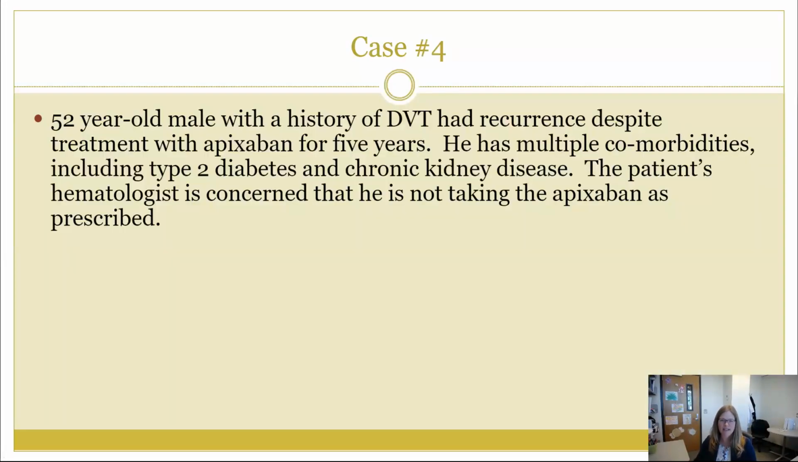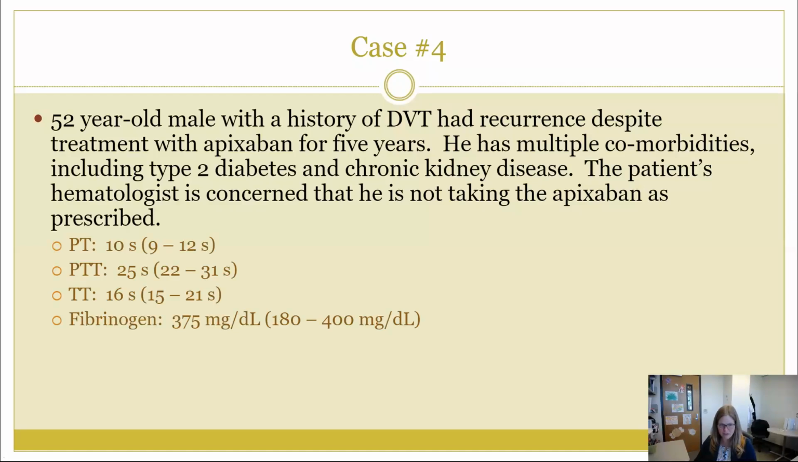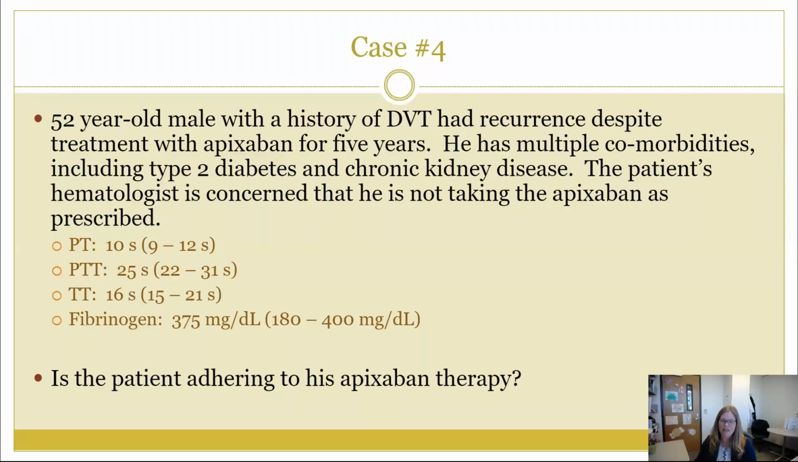Case number 4, the next case, is a little bit of a different scenario. Here's a 52-year-old male, history of DVT, who has had recurrence despite treatment with standard apixaban therapy for 5 years. He does have multiple comorbidities, including type 2 diabetes and chronic kidney disease. And the patient's hematologist is concerned that the patient might not be taking the apixaban as prescribed. Again, the initial coagulation lab studies are essentially normal. And the question from the hematologist is, is the patient adhering to his apixaban therapy?